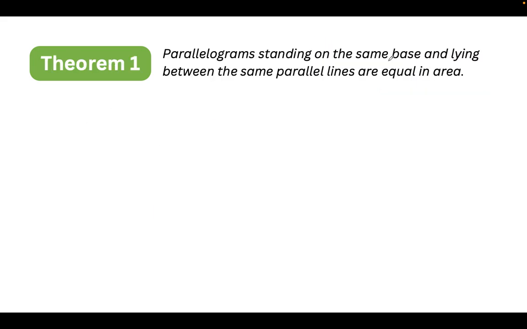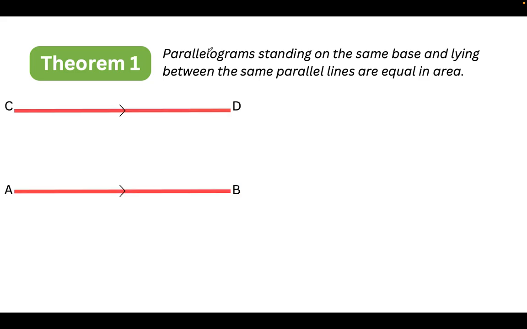Okay, so the first theorem says that parallelograms standing on the same base and lying between the same parallel lines are equal in area. Okay, this says that two parallelograms that are standing on the same base and lying between the same parallel lines are equal in area. So let us first construct parallel lines AB and CD. In these parallel lines we will construct a parallelogram PQRS. Here PQ is equal to RS in length and PS is equal to QR in length.